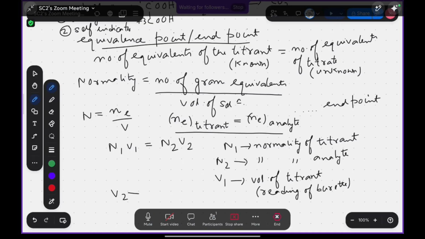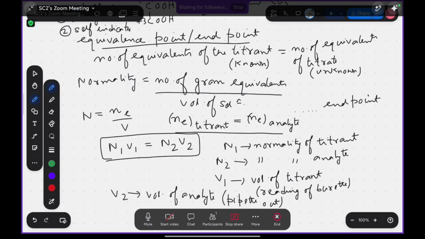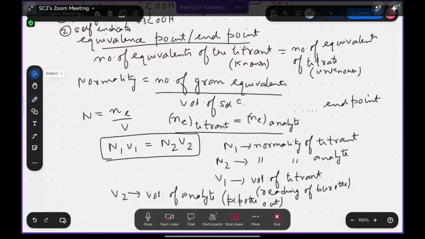And V2 is the volume of the analyte, that means whatever volume you have pipetted out, suppose 20 ml or 25 ml of the analyte. I'll discuss it once again. So whenever you are asked to calculate N2, the normality of the unknown solution, use N1 V1 equal to N2 V2. This is the equation. These equations you need to remember.